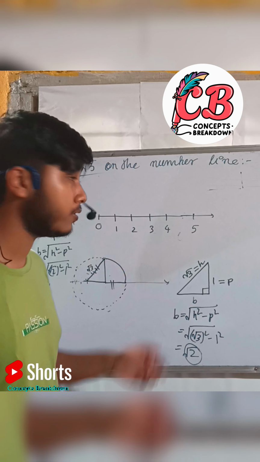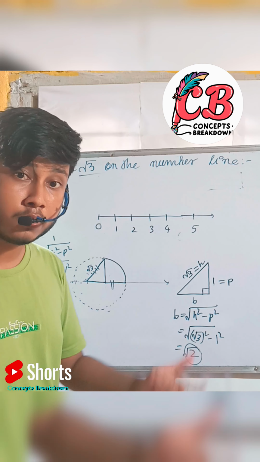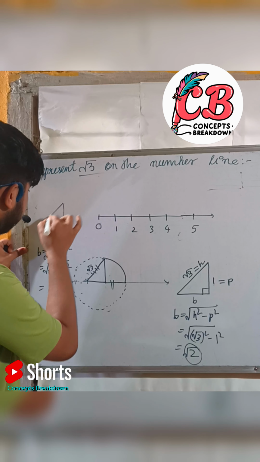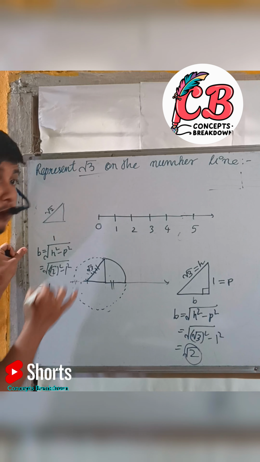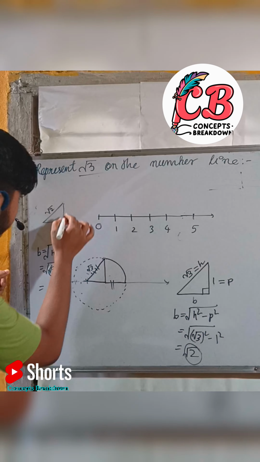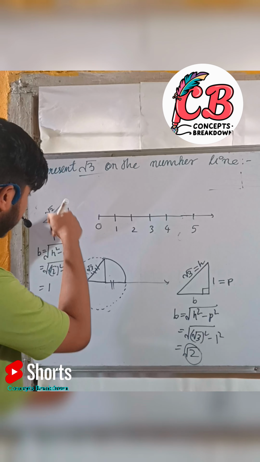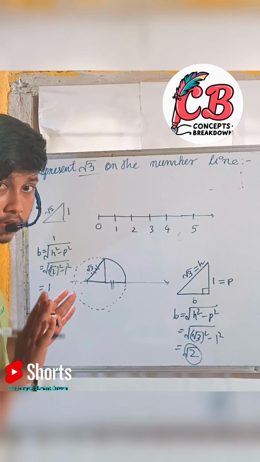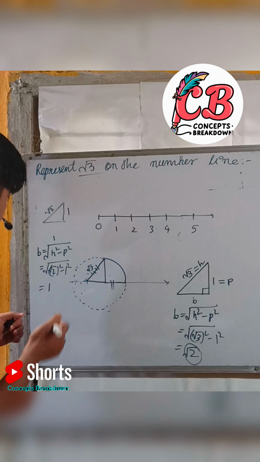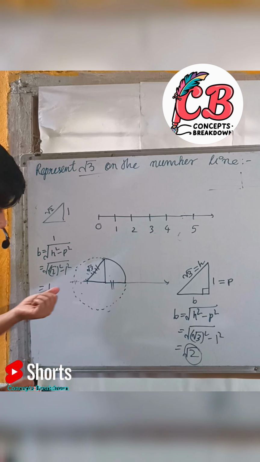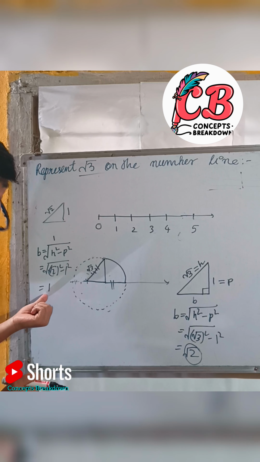But we can't find root over 2 on the number line. So first we have to make a right angle triangle of hypotenuse root over 2. Okay, so we'll take this as 1. I said before that you're gonna take this perpendicular as 1, it's gotta be always 1. Then we'll apply this formula again.